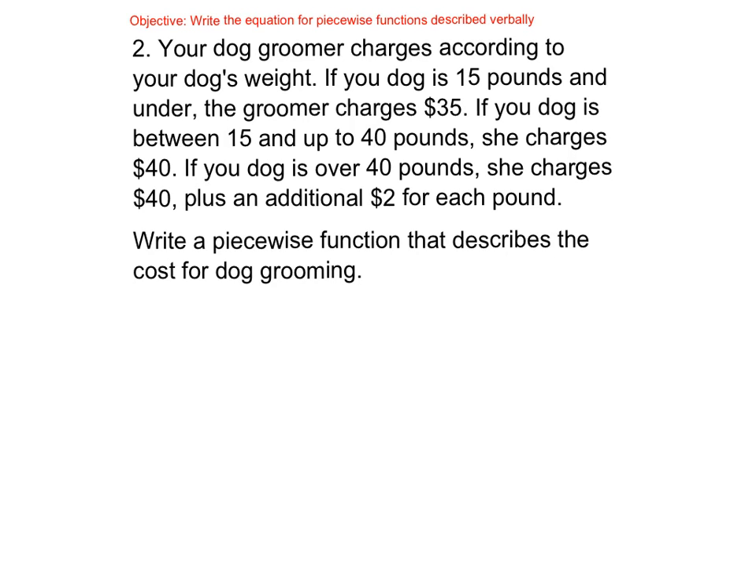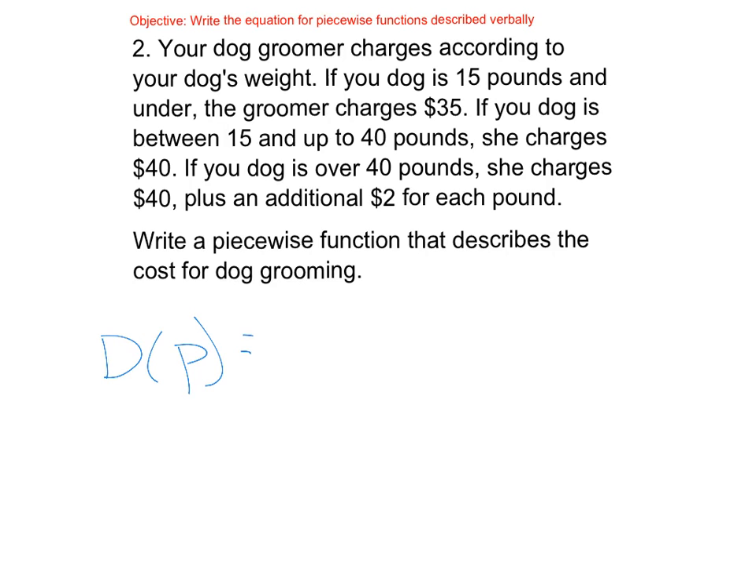All right, very similar problem. Pause the video and try this one on your own. So your dog groomer charges according to your dog's weight. If your dog is 15 pounds and under, the groomer charges $35. If your dog is between 15 and 40, she charges $40. If your dog is over 40 pounds, she charges $40 plus an additional $2 for each pound.